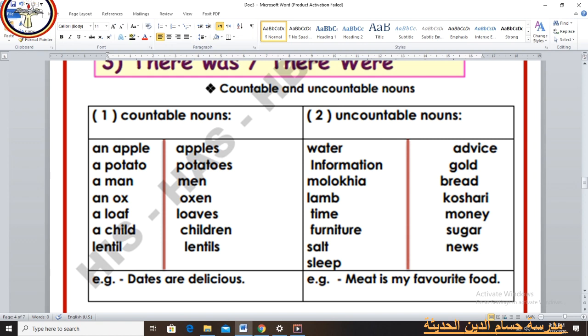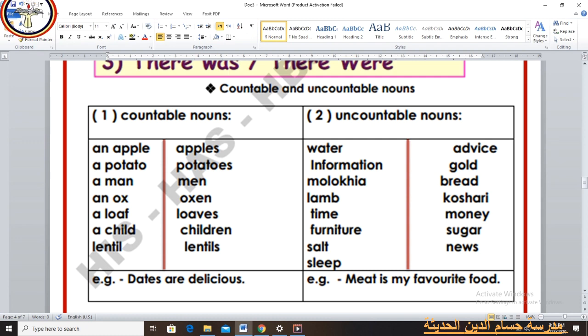Now, let's look at some uncountable nouns. We have some words like water, information, molokhia, lamb, time, furniture, salt, sleep, and again, advice, gold, bread, koshary, money, sugar, news. Let's read this sentence: Meat is my favorite food.